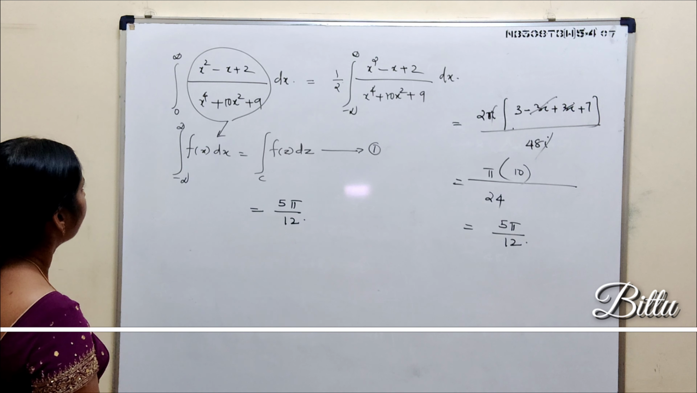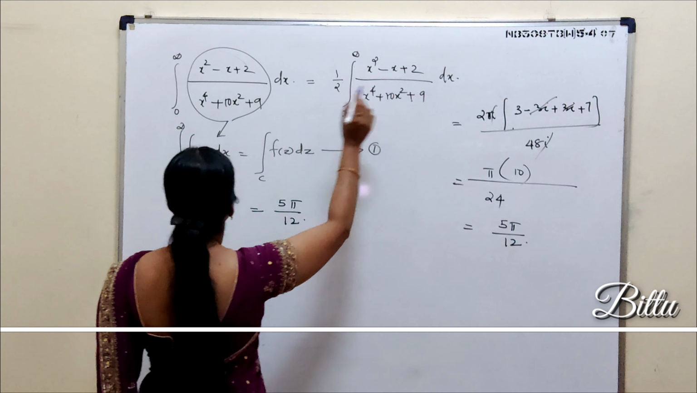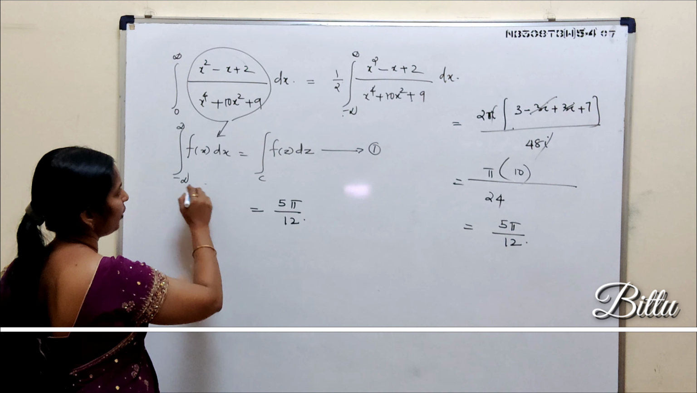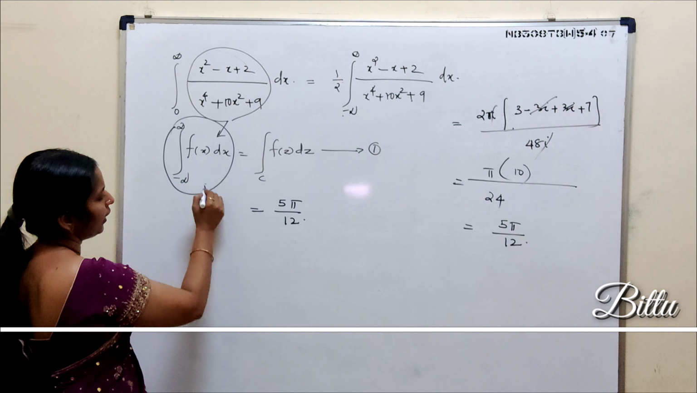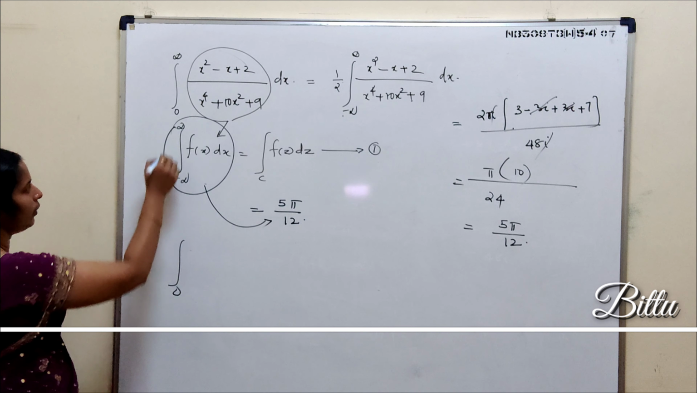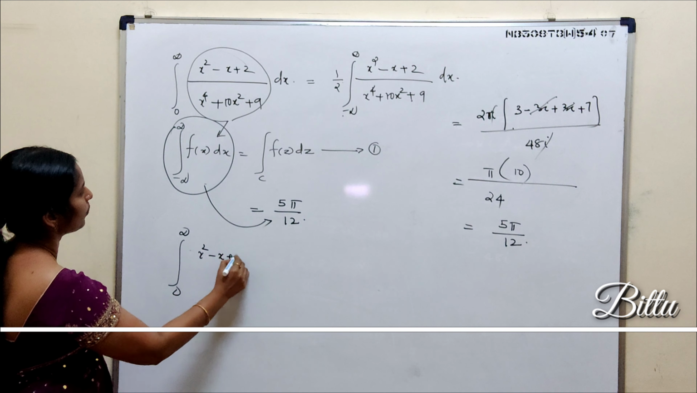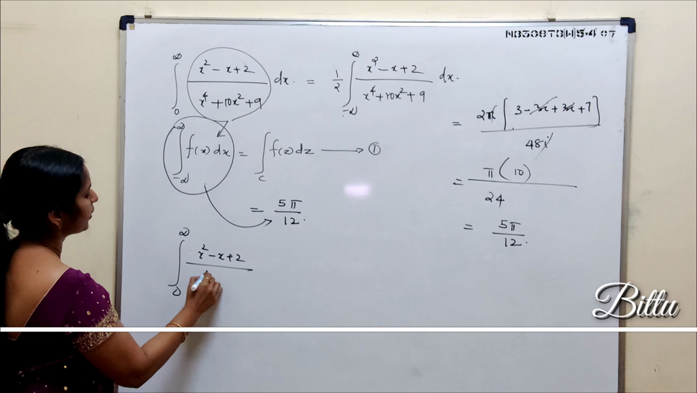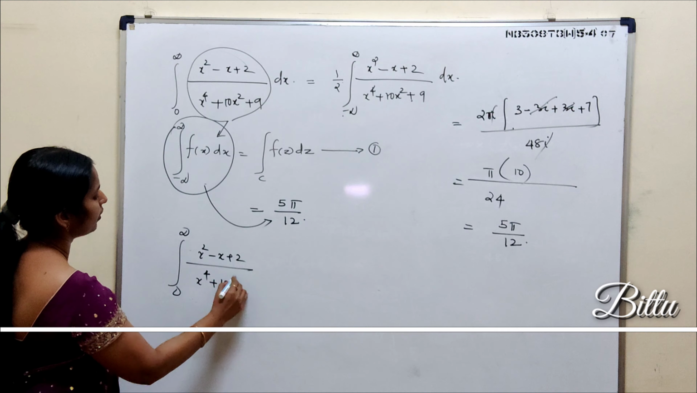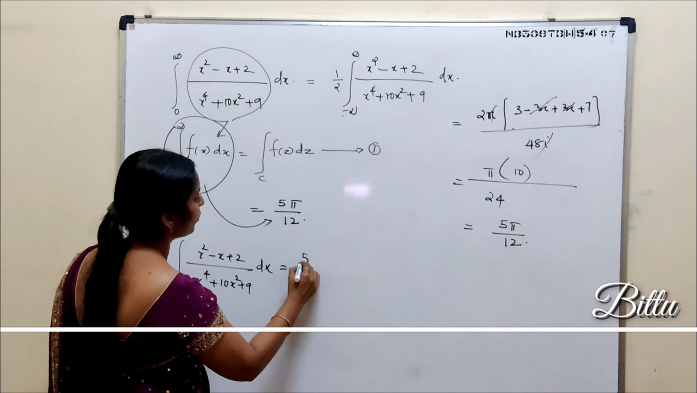So here, the integral from 0 to infinity is half into the integral from minus infinity to infinity of f(x) dx. We have this integral as 5 pi by 12. So the given integral, from 0 to infinity of (x square minus x plus 2) divided by (x raised to 4 plus 10x square plus 9) dx, is 5 pi by 24.